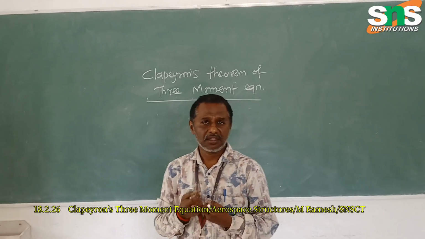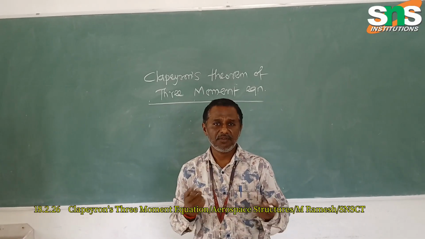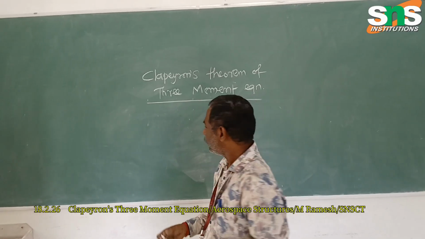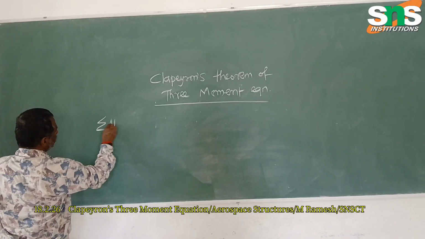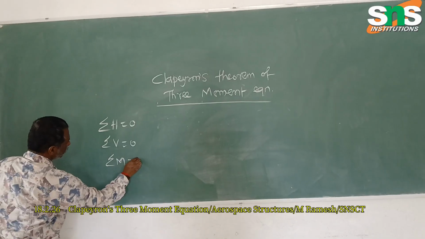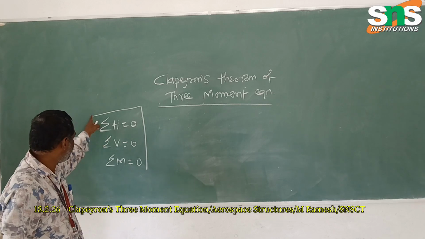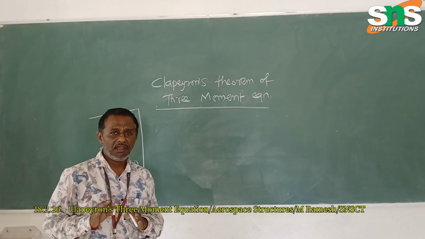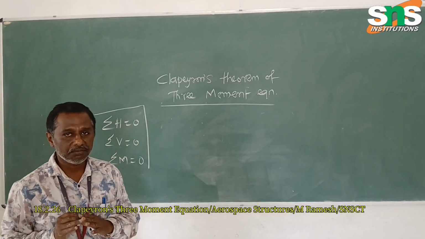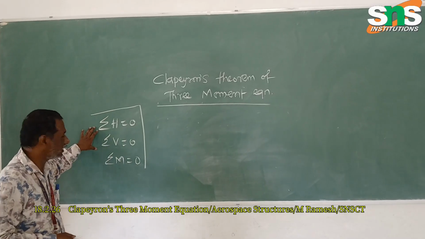That means the sum of all vertical forces equal to 0, the sum of all horizontal forces equal to 0, as well as the algebraic sum of the bending moment about a particular point equal to 0. That means sigma H equals 0, sigma V equals 0, sigma M about a particular point equals 0. So these are all called the static equilibrium equations. By using these equations we can solve completely all the unknowns in the beam, that is called a statically determinate beam. But we cannot solve all the unknowns by only using these static equilibrium equations.